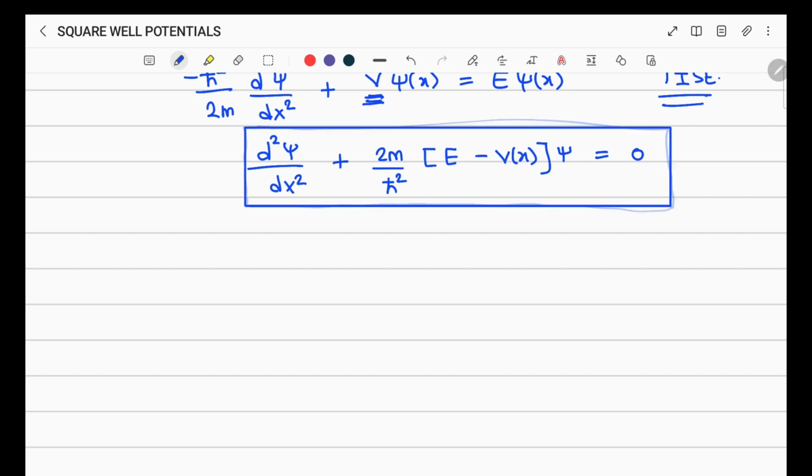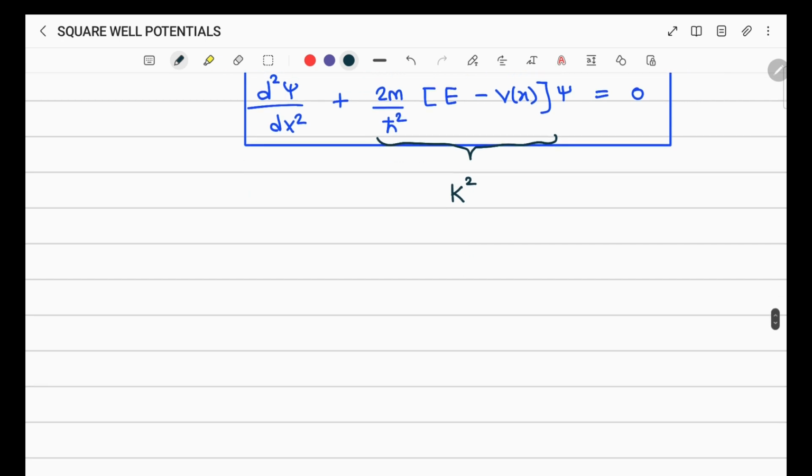Now what happens is this, you see here, let's say this is k square. You know ordinary differential equations, second order ordinary differential equations, and how to solve them. So this is one kind of ordinary differential equation, where this is xi double dash of x plus k square xi of x is equal to 0. This is one kind of second order differential equation. So you know how to solve it.